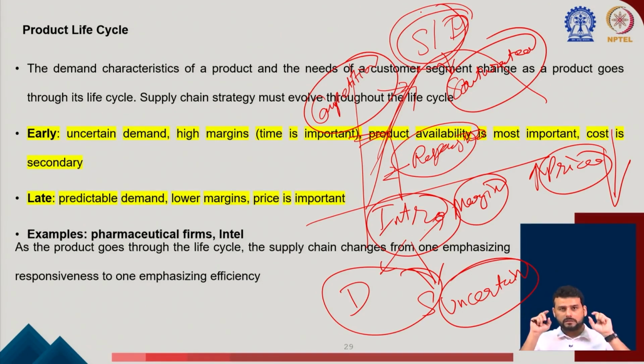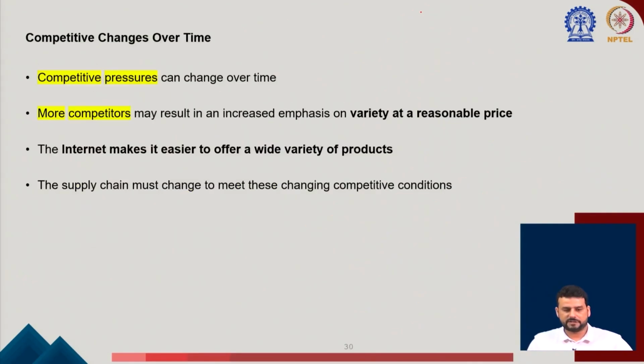So in this product life cycle, in the early stages you should be responsive, but when you are maturing, then your supply chain should be very, very efficient. Competition changes over time, globalization is there, more competition will come, and then obviously you have to change your strategy. If Amazon is promising same day delivery, then Myntra, Flipkart, eBay and all other players have to ensure that.